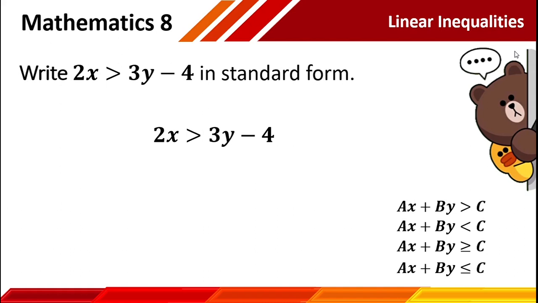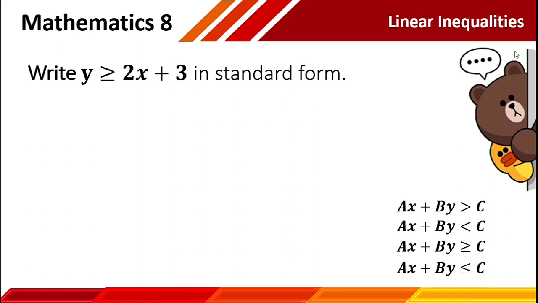So for us to make this one into standard form, we will be subtracting 3y on both sides. So we will have 2x minus 3y is greater than negative 4. And this will be our final answer. We just transfer positive 3y on the other side, and when we transfer it, it became negative.